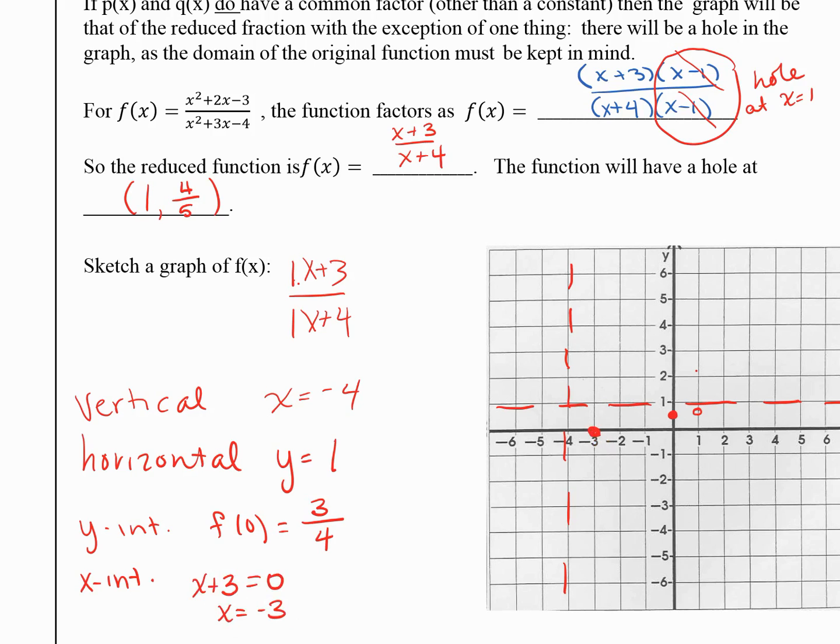Okay, and you can confirm this on your calculator, but we're going to get a piece that goes like this. And then if we look at something like negative 5, well, if we plug in negative 5, f of negative 5 would be negative 2 over negative 1, which is just 2. Okay, so you can look at your calculator, but we're going to get a piece up here that goes like that, and that's our graph. So when you have those common factors is when you're going to get the hole, like we did here at 1, 4/5.